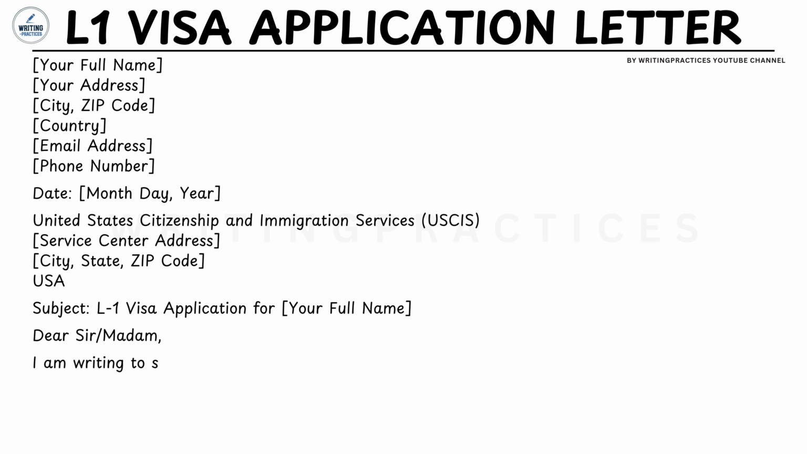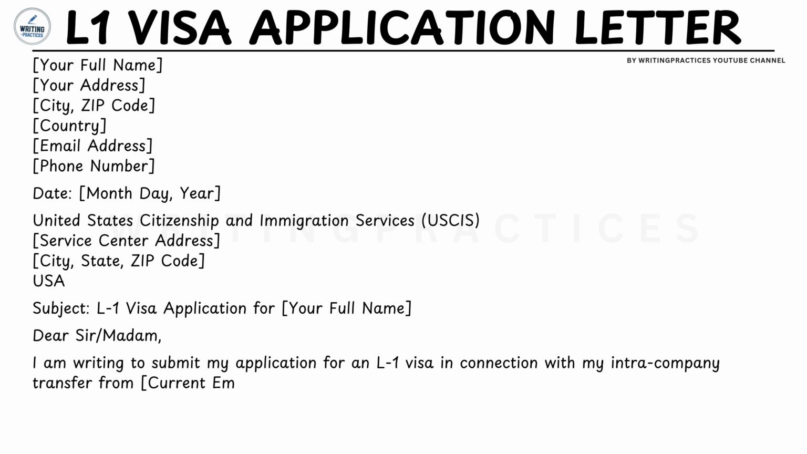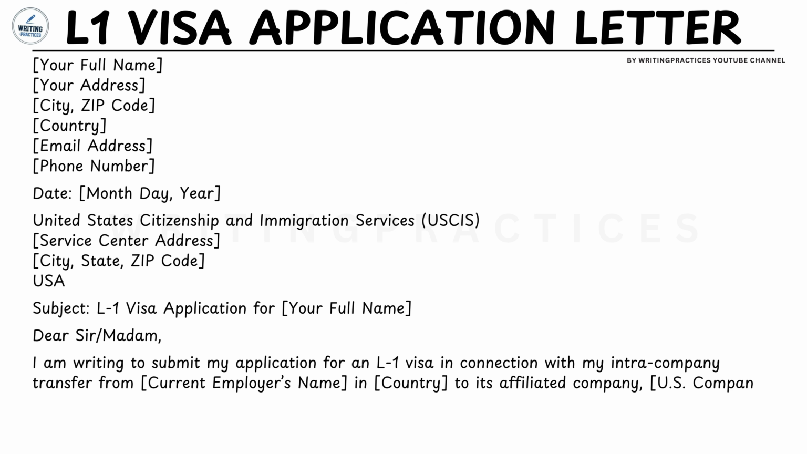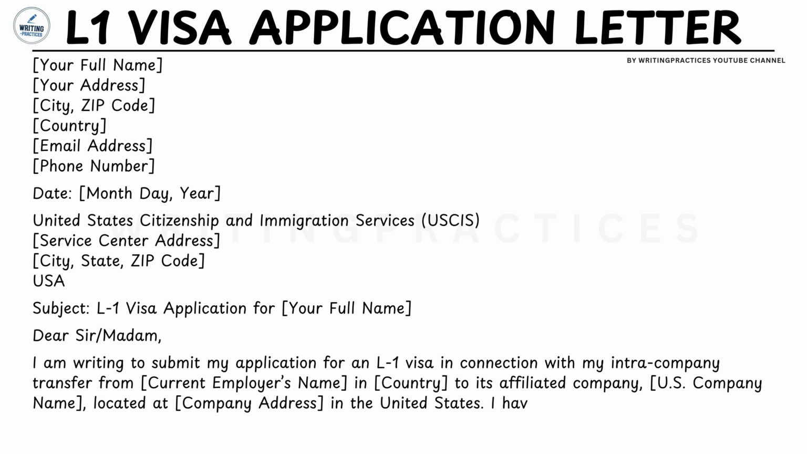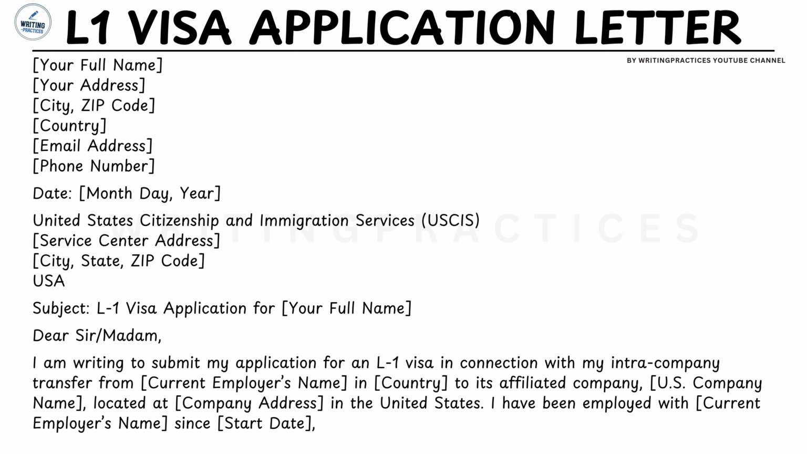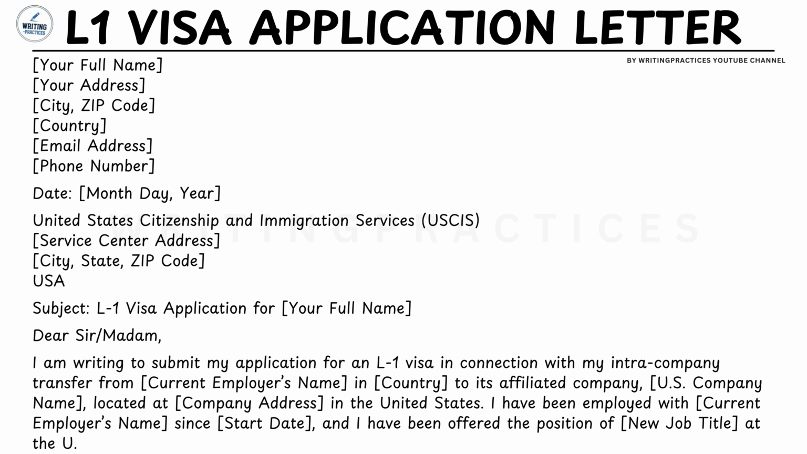Opening paragraph, stating the purpose of your letter. In the opening paragraph, you should clearly state that you are applying for an L1 visa and specify that this is an intra-company transfer. It's also important to mention the details of your transfer, including the names of both your current employer and the US company you will be working for. For example, I am writing to submit my application for an L1 visa in connection with my intra-company transfer from Global Tech Solutions in Toronto, Canada, to its affiliated company, Global Tech USA, located at 456 Innovation Drive, New York, 10001 in the United States.